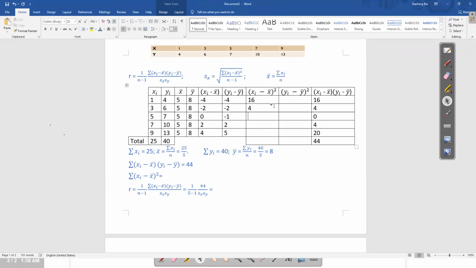So please be careful about the signs. And 0 take a square is 0, 2 take a square is 4, and 4 take a square is 16, right? So then problem solved, right? So just adding up for this column is 20, 20, and 0, so it's 40. And that will tell us this column total will equal the sum of xi minus x bar squared, which is 40. And then from here, we can calculate standard deviation of x, right? Just like what we learned last class.